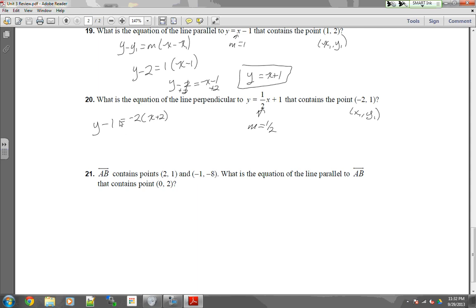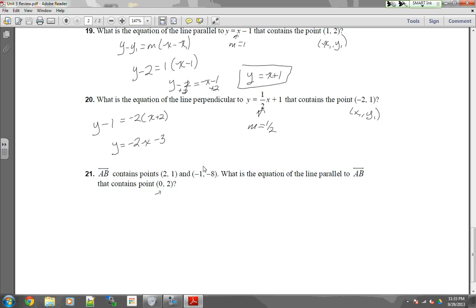Now last but not least, line AB contains the points 2, 1 and negative 1, negative 8. What is the equation of a line parallel to AB that contains the point 0, 2? So first thing we're going to do, we're going to find our slope. I'm going to make this 2 and this 1 because both of these are negative. So remember, our slope is rise over run, so it's y2 minus y1 over x2 minus x1. Let's just plug in our numbers.